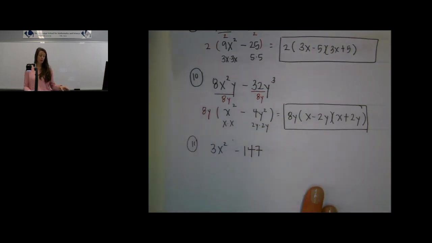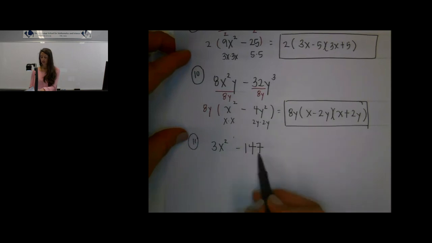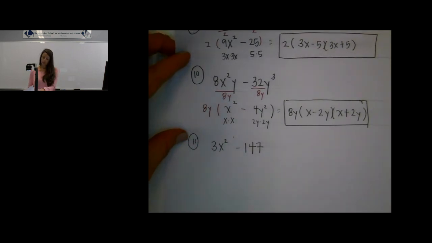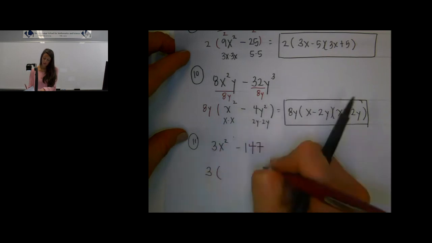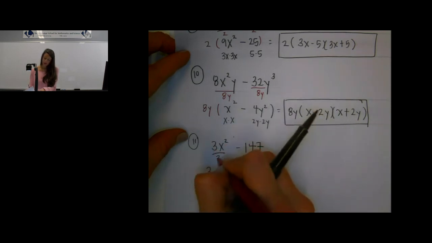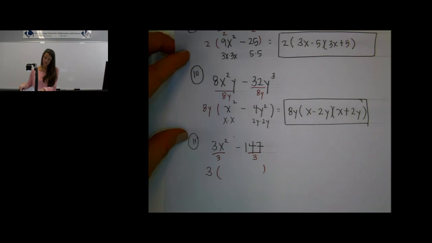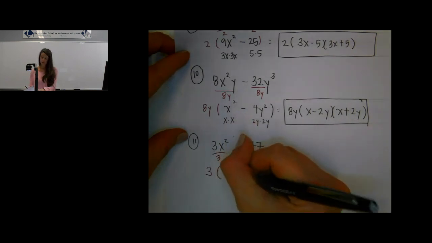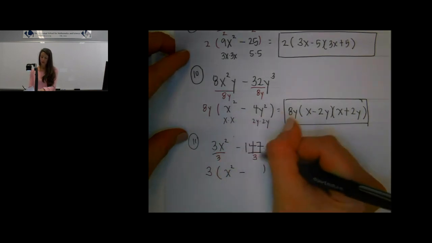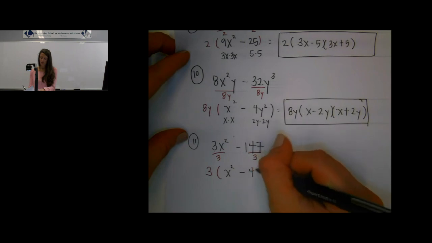Okay, now do this one for me. Okay, 3x squared minus 147. So is there a greatest common factor between 3 and 147? You can take your 3 out. When you take your 3 out, you divide each term by 3. So 3x squared divided by 3 is x squared. 147 divided by 3 is 49.